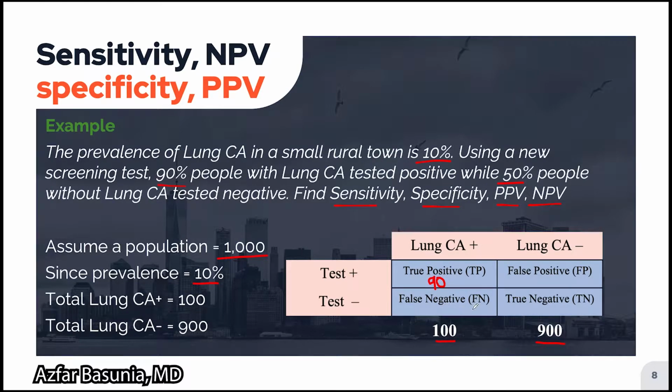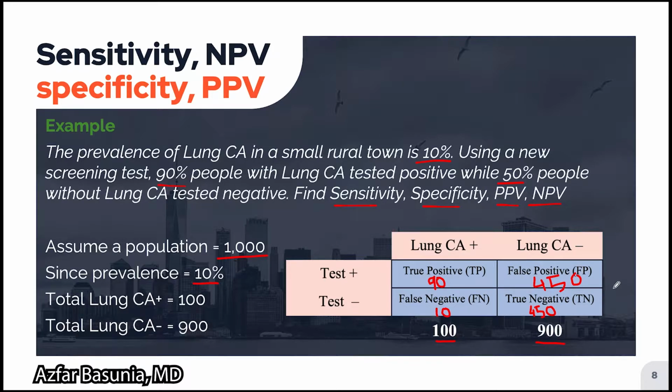To calculate the false negatives, we subtract the number of true positives from the number of individuals with lung cancer. So that is 100 minus 90, and that is equal to 10. We also know that 50% of the people without lung cancer tested negative. That means 50% of the 900 individuals without lung cancer tested negative. So our true negatives would be 50% of 900, and that is equal to 450. To calculate the number of false positives, we take the number of individuals without lung cancer and subtract the true negatives. So in this case, it is 900 minus 450, and that is also equal to 450.